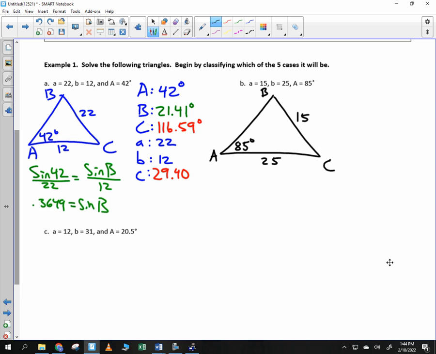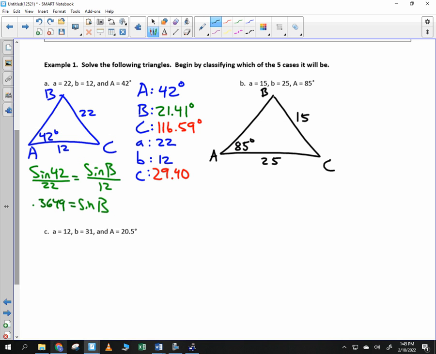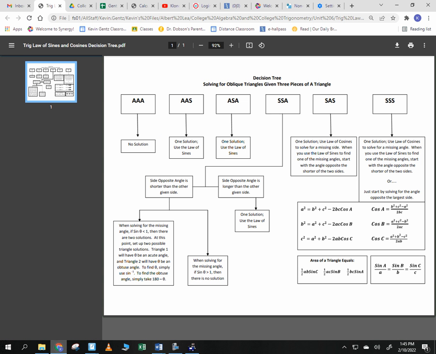True or false? This is a side-side angle triangle. True, it is. So I go to my decision tree. Is the side opposite the angle longer or shorter than the other given side? It is shorter than the other given side. And so because it's shorter, notice where I'm at. Shorter than the other given side, it's either no solution or it's two solutions.